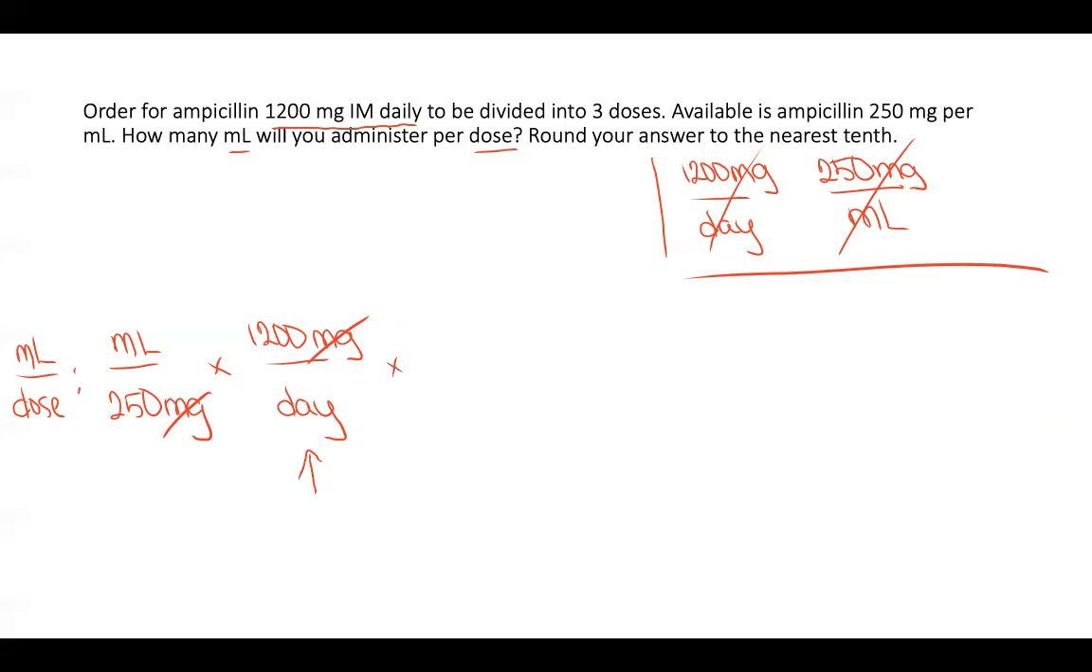But which one am I going to plug in? Well, I'm going to go back to my order. My order tells me what to do, right? The order's my boss. So I look at the order and the order says daily to be divided into 3 doses. That means in one day, I'm going to give 3 doses of this medication.